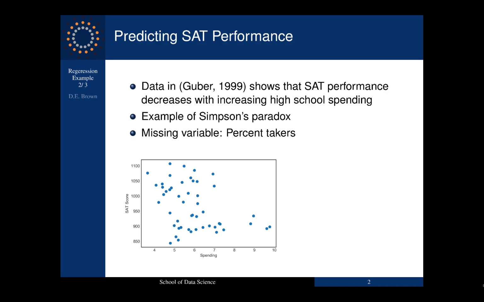As Gruber points out, some people latch onto this and try to indicate that school spending is not related to performance. But in fact, it's a really good example of Simpson's paradox in that we're missing a variable here, and that's the percent of students who take the SAT.